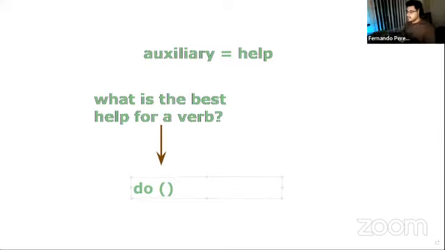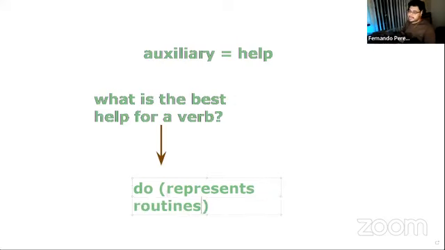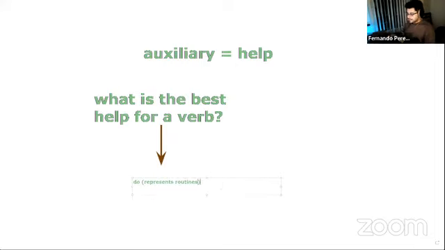Do, because it represents present, represents routines. Did, because it represents past. Have, because it represents periods of time. Or check your structure handbook.